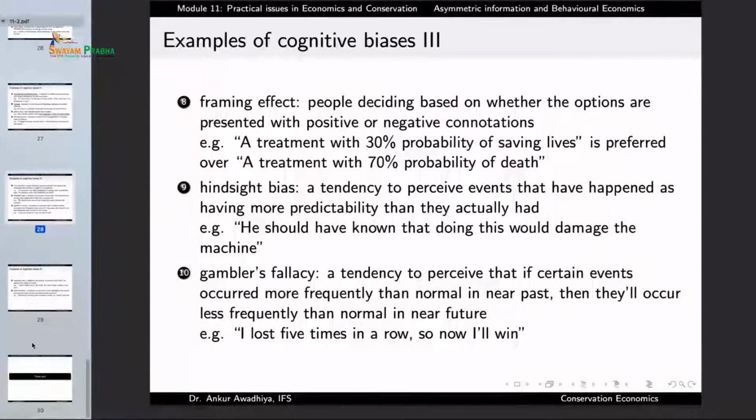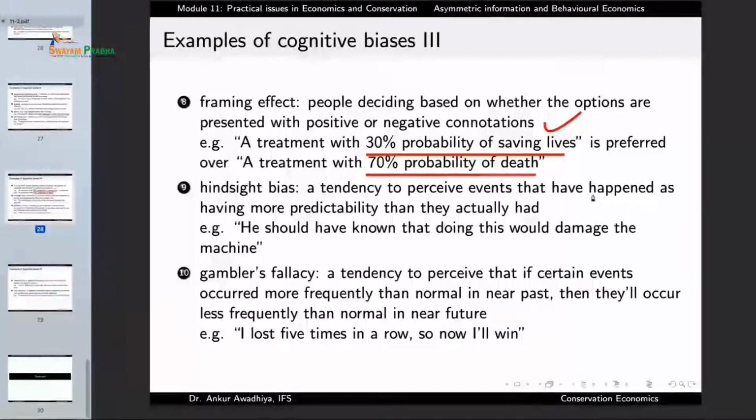Framing effect, people deciding based on whether the options are presented with positive or negative connotations. A treatment with 30% probability of saving lives is preferred over a treatment with 70% probability of death. Now, look at both of these. Both of these mean the same thing. 30% survival and 70% death. But then, if you present it in a positive sense, then people like it more. This is a bias.